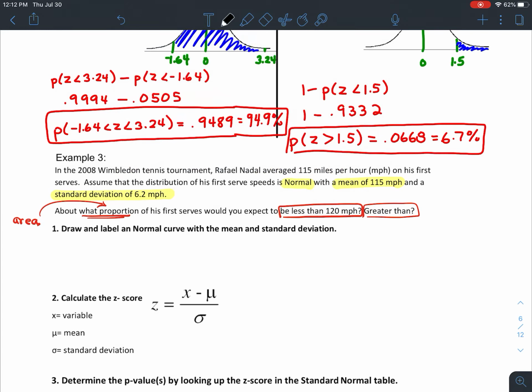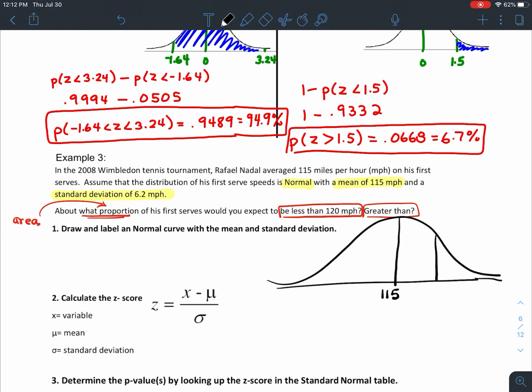Okay, so the first question is draw and label a normal curve with the mean and the standard deviation on it. So we're going to draw a bell-shaped curve directly down the center. We're going to put his mean of 115. I'm going to look at the standard deviation of 6.2, and I'm going to mark off 1, 2, 3 standard deviations on each side of the mean. This is where you would simply add 6.2 and then add another 6.2, and then you would subtract 6.2, etc. We would get these values here.